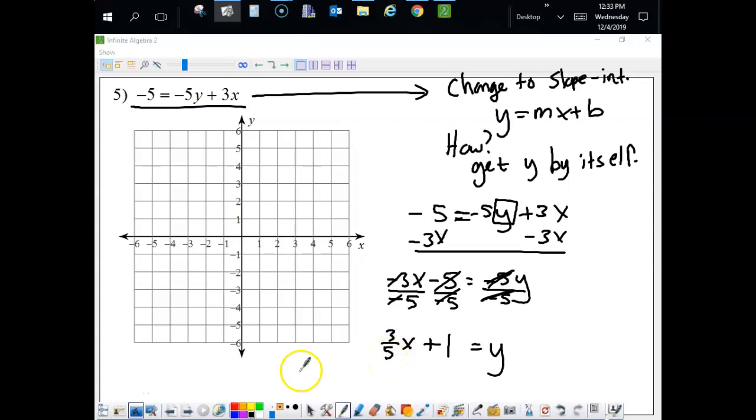So when you don't have it in slope-intercept form, you need to get the y by itself. And now we can graph it. Now that it looks like this, I've got the y by itself. What is the y-intercept? It's 1. Then what's the slope? 3 over 5. There you go.